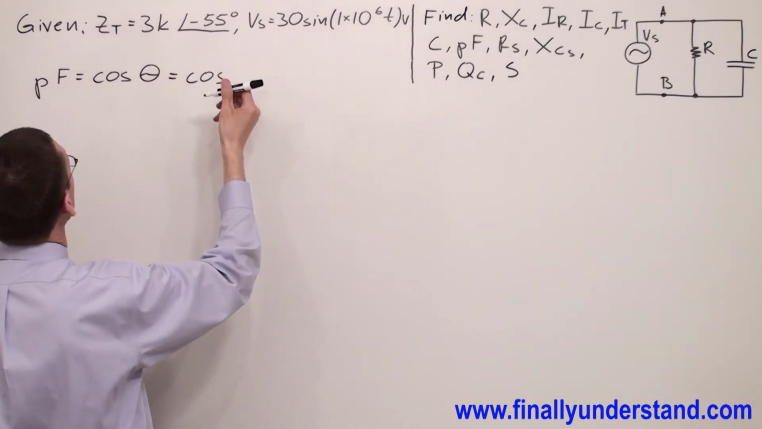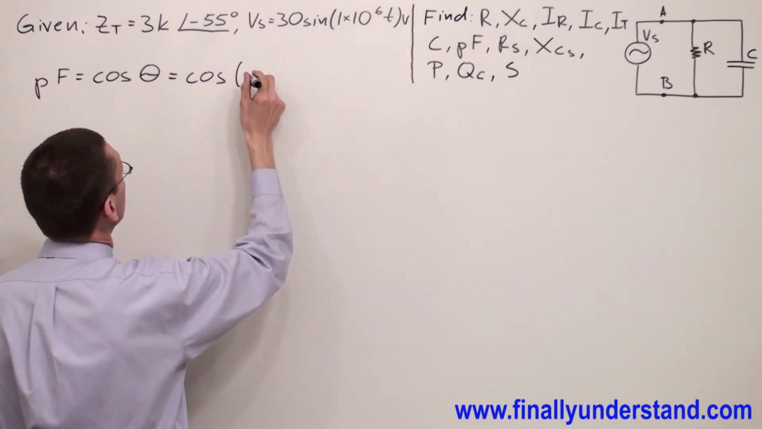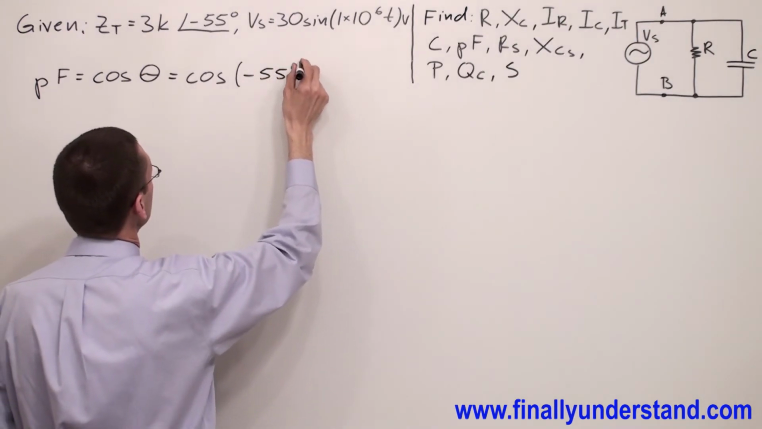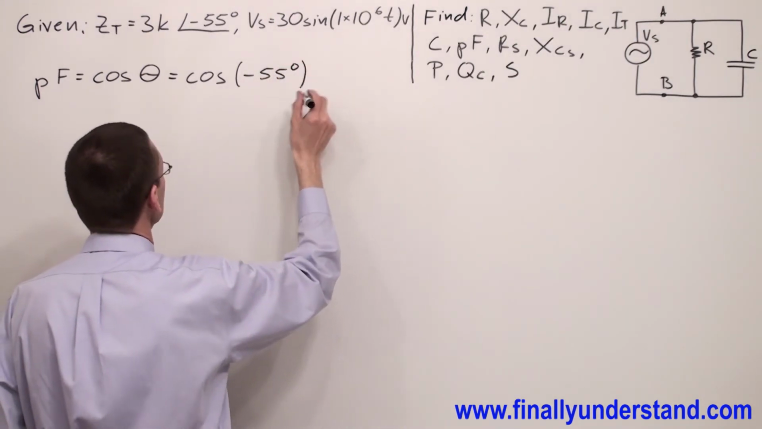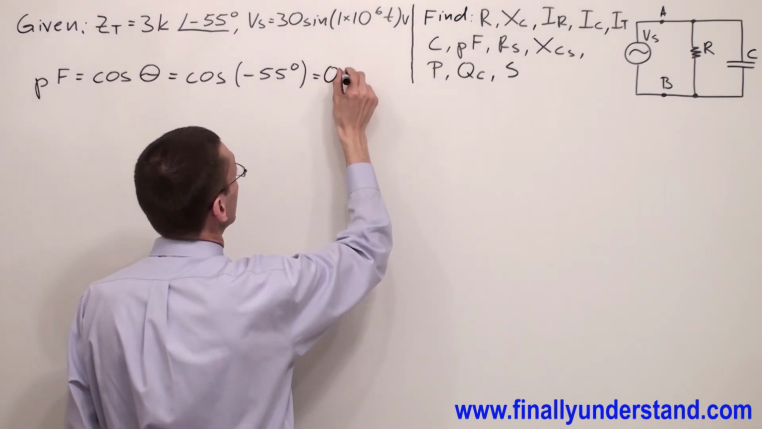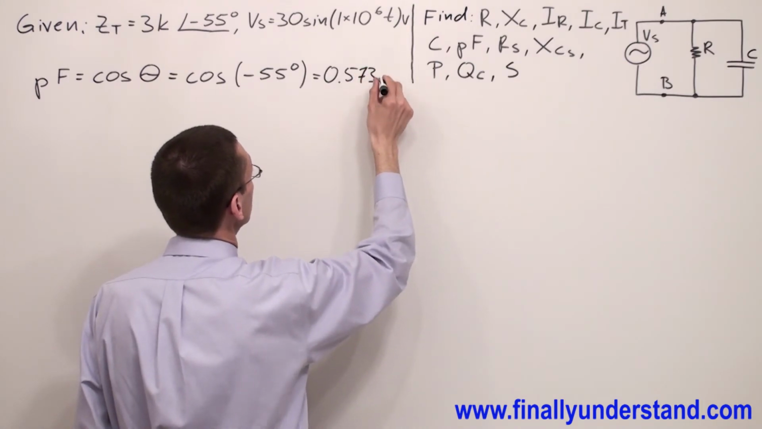Okay, so we have cosine of angle negative 55 degrees. Okay, so this is equal to 0.73, and I'm supposed to add the word lead.